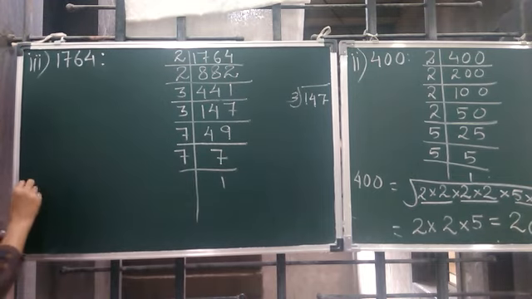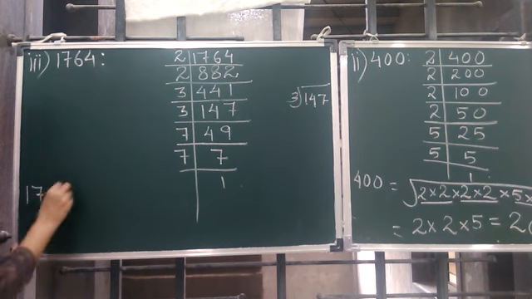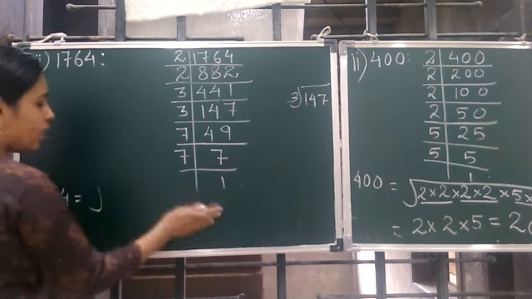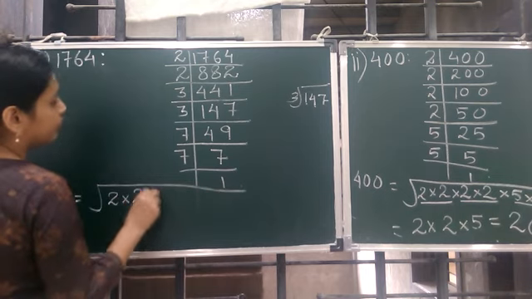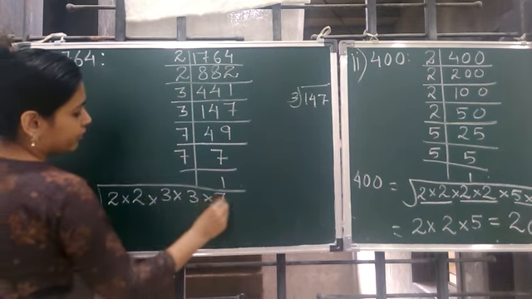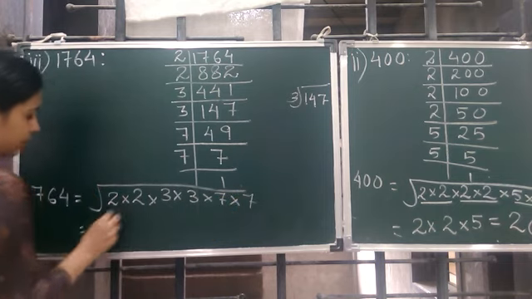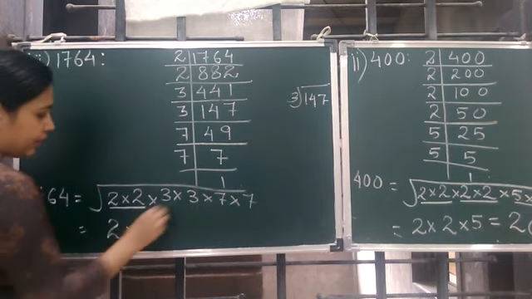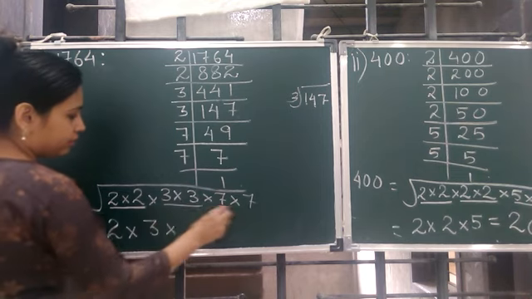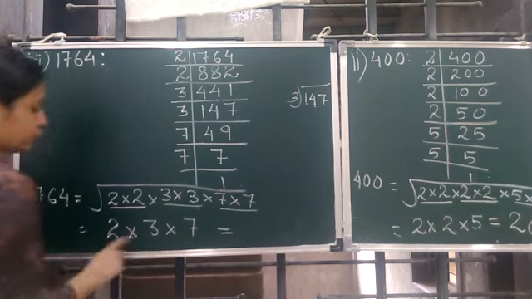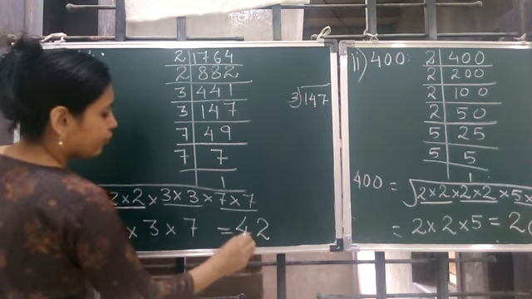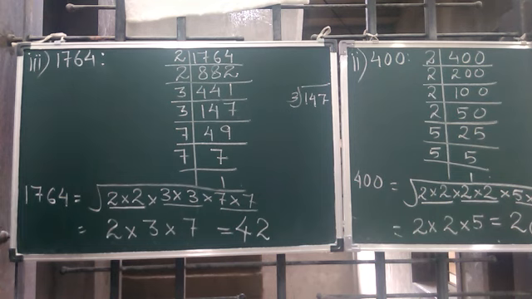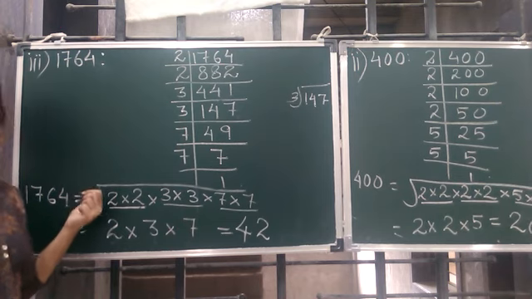Now we find the square root of 1764, that is 2 into 2 into 3 into 3 into 7 into 7. The pairs come out. This is one pair, this is another pair, this is another pair. One from each pair comes out. 2 3s are 6, 6 7s are 42. That means 42 is the square root of 1764.